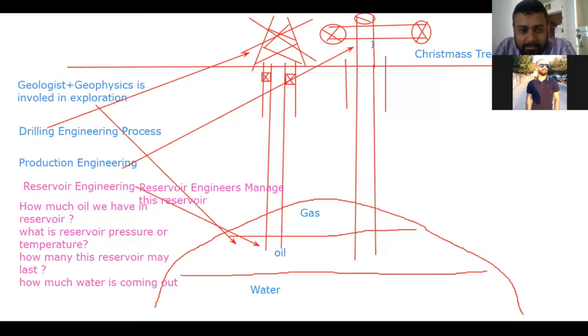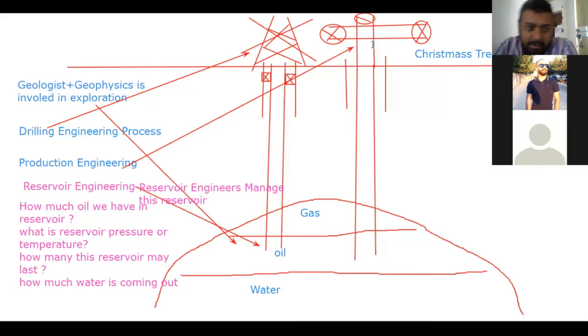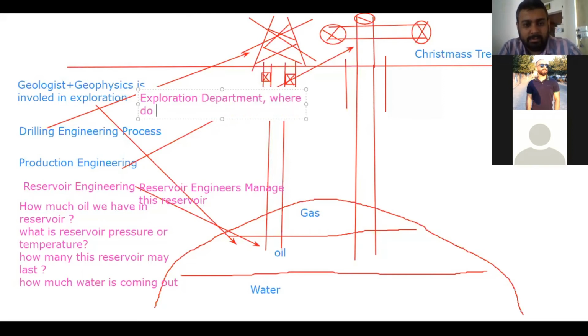Thank you. Yeah, and sometimes they do a geophysical survey to find it. In fact, we do that all the time. And geophysical surveys, we discussed in one of the videos, use dynamite, and it's the exploration department, where geologists and geophysicists are involved. We call it the exploration department, where they do the seismic surveys.